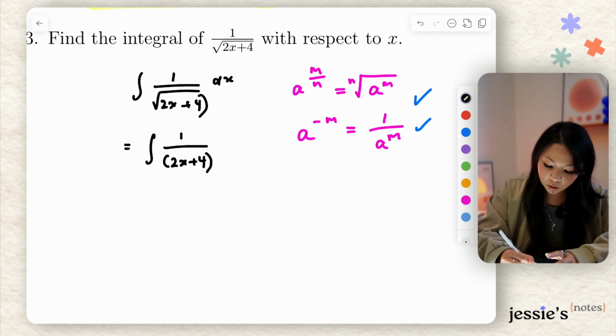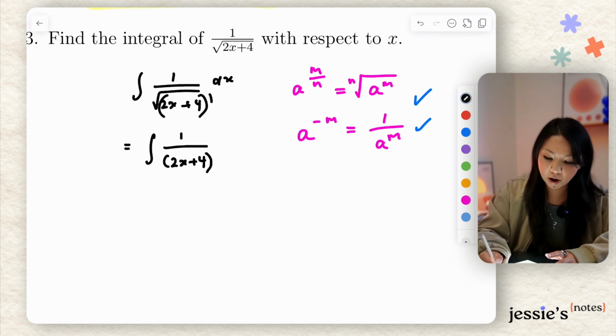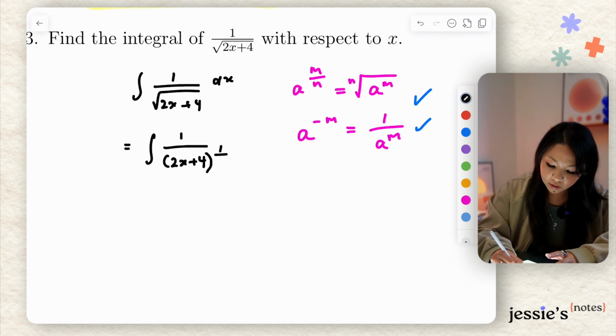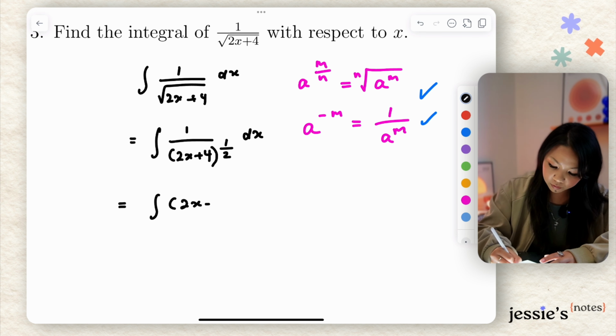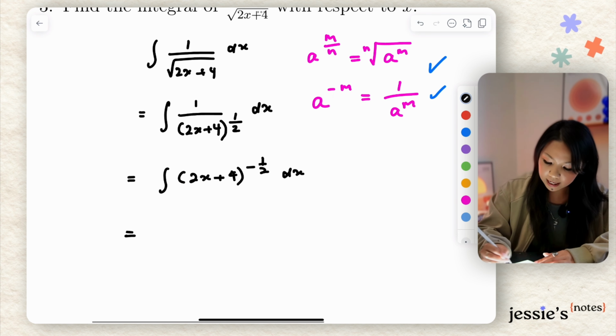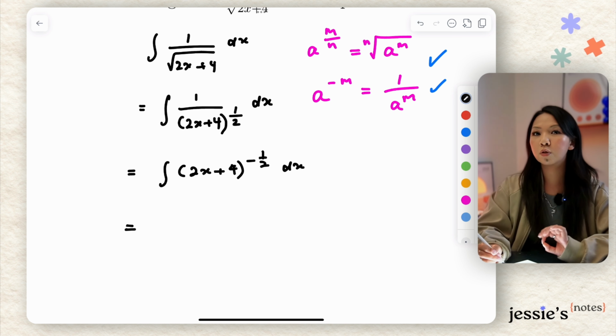So right now, 2x plus 4 is technically to the power of 1. So that's going to be 1 over here. It's a square root, so it's a half. The next thing we want to do is bring that to the top. So we're going to get the integral of 2x plus 4 to the power of negative a half dx. And now it is ready and primed to be integrated.